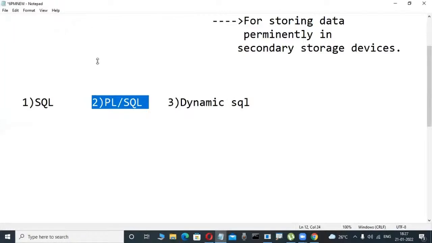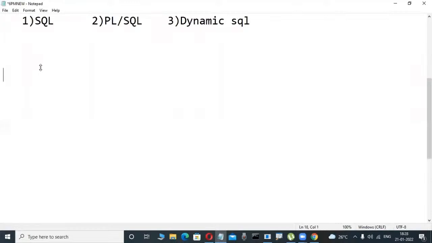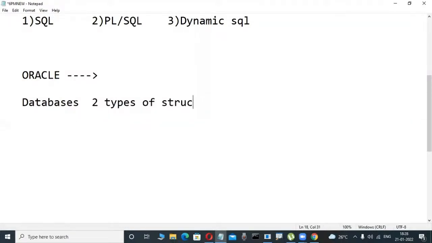That's why I'm showing only that one. Just observe it here. Actually, these relational databases, Oracle, SQL Server, DB2, are relational databases. But these databases have two types of structures. You must be familiar with them before we start our courses. Observe here: two types of structures are there. Don't write it, just observe.